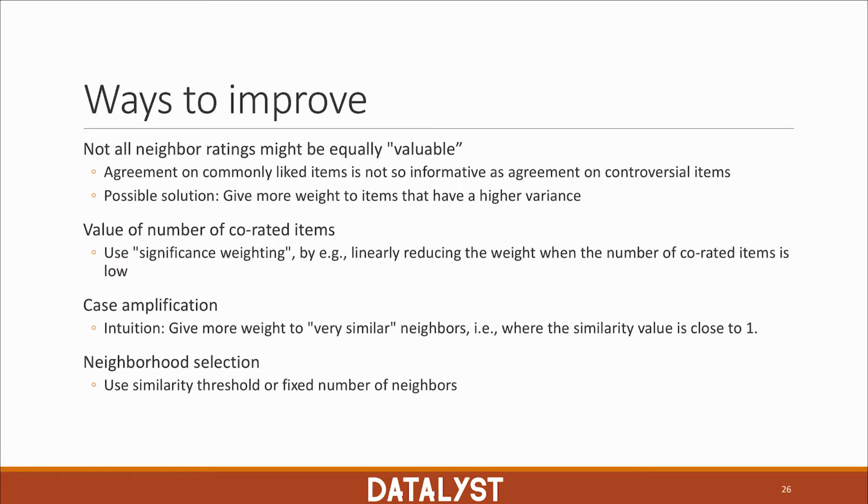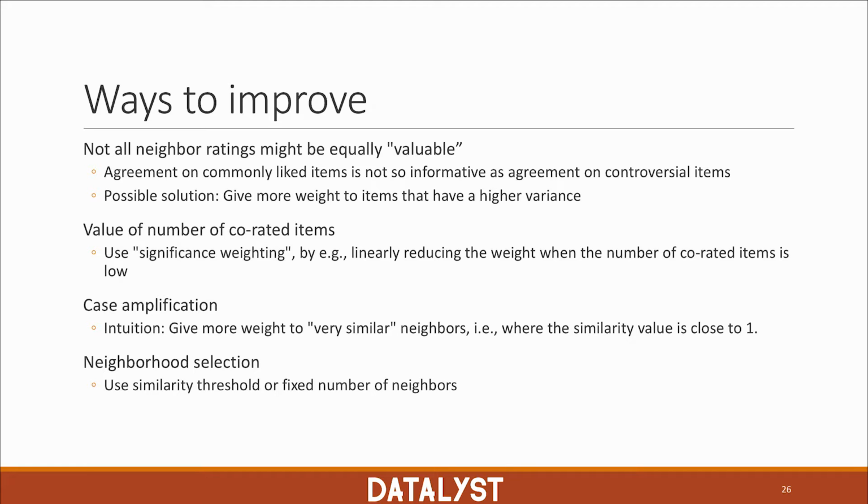First of all, not all neighbor ratings must be equally valuable. For example, agreement on commonly liked items might not be so informative as agreement on controversial items. So we can, for example, give a higher weight when calculating similarity to items that have a higher variance. Also, the value of the number of co-rated items might not be equal across all items. So, for example, we might want to use some kind of significance weighting. For example, reduce the weight when the number of co-rated items is low.